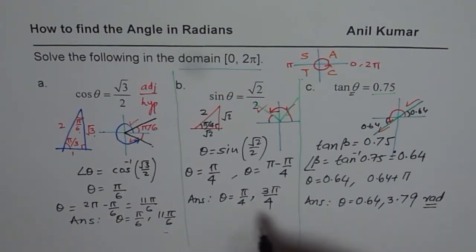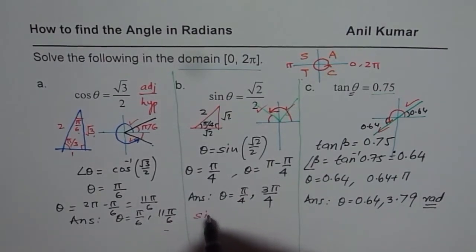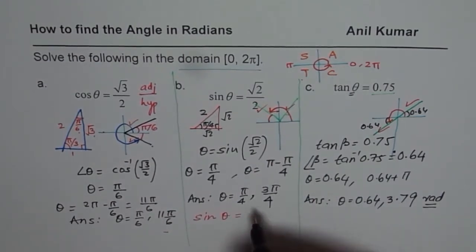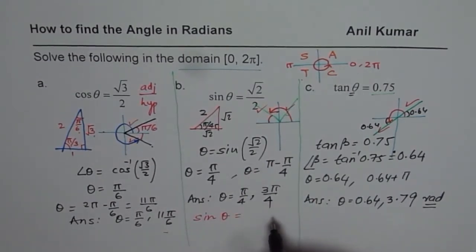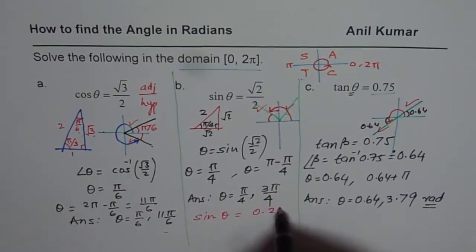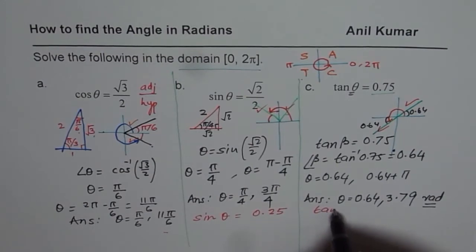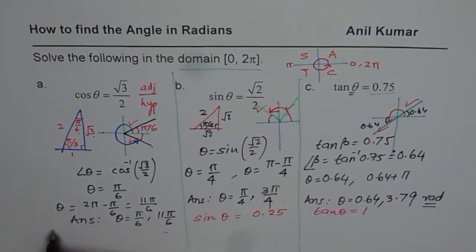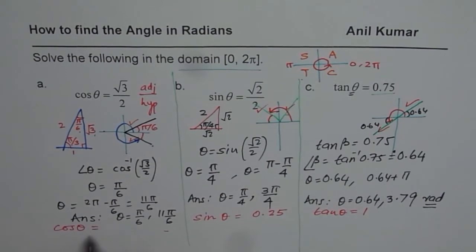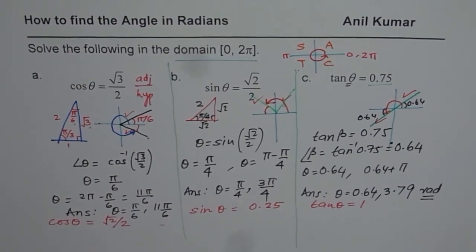As a practice question, what you can do is find angle theta for sine theta equals, let us say, 0.25, and let me write tan theta equals 1, and here I'll write cos theta equals square root 2 over 2, right? We are taking positive values in this video. In the next video, I'll consider the negative values and find theta. That should be a good practice, right? So let us say these are your practice questions. You can follow the same process and get the answers for these ones.